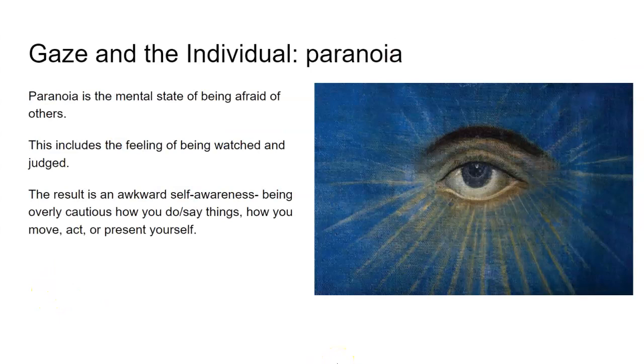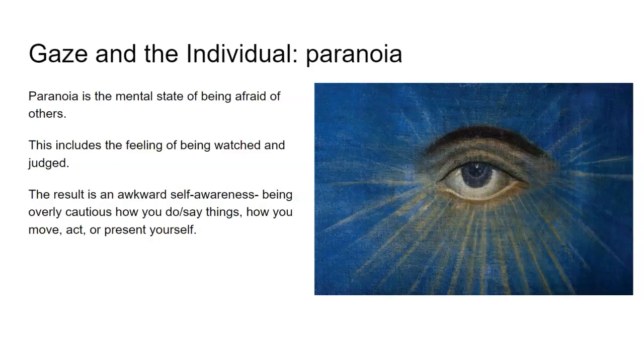So gaze in the individual, paranoia. Paranoia is the mental state of being afraid of others, afraid of being watched and judged. And it results in not just fear and anxiety, but also an awkward self-awareness, being overly cautious about how you do and say things, how you move, act, how you present yourself. If you saw the last episode of Bob's Burgers this past season, Louise was very paranoid about using the bathroom in public because she was afraid that other people were watching and listening to her and everything else, and she wouldn't.